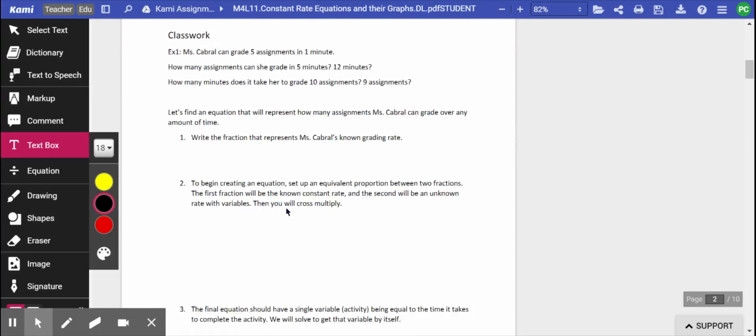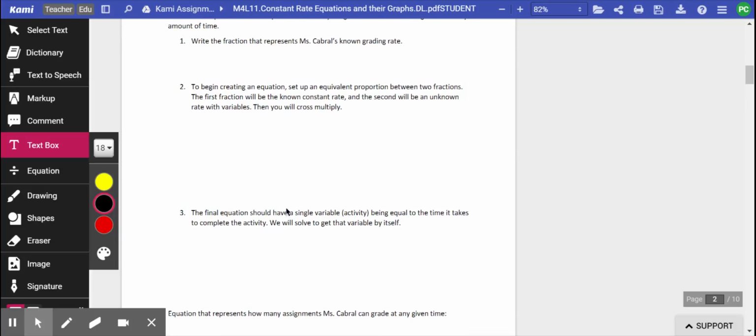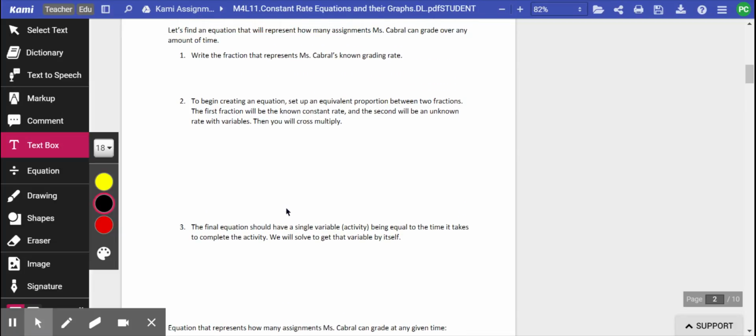So all of this first part here is just asking you to create an equation in more of a step-by-step process. Eventually, I'm hoping that you can create an equation in one big chunk all together. But for now, just think about it step by step, so that you don't get confused when you start to try to work on your own.